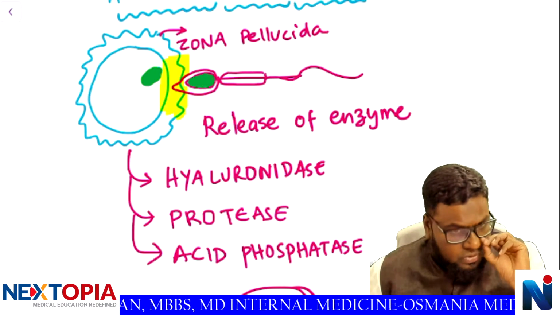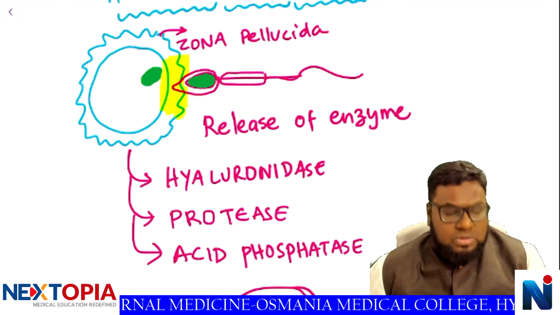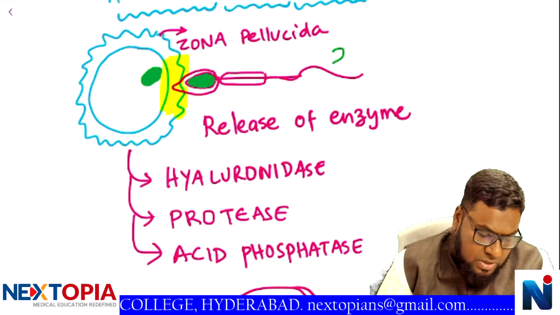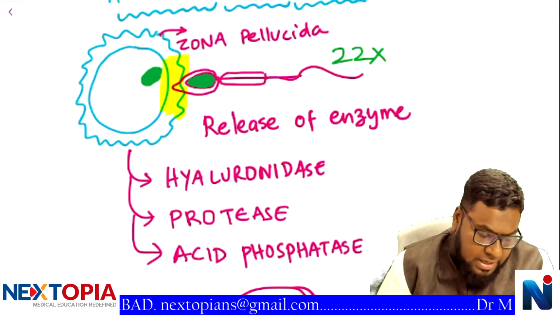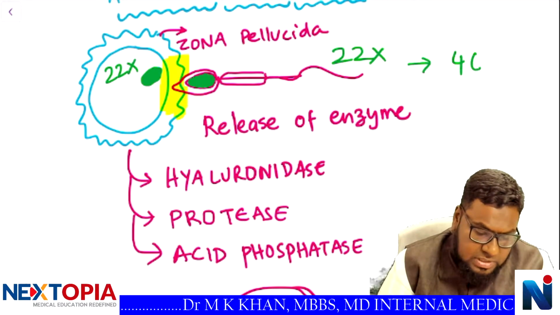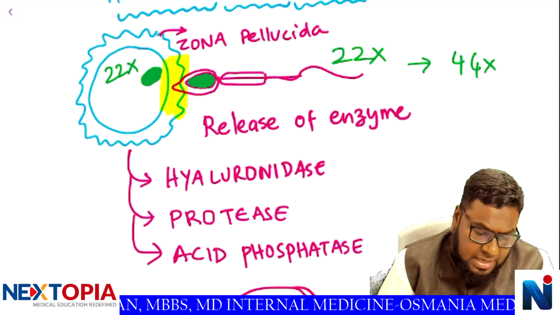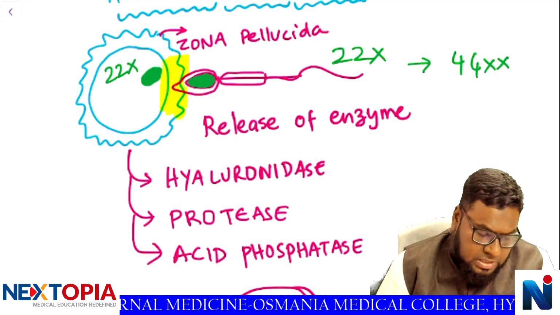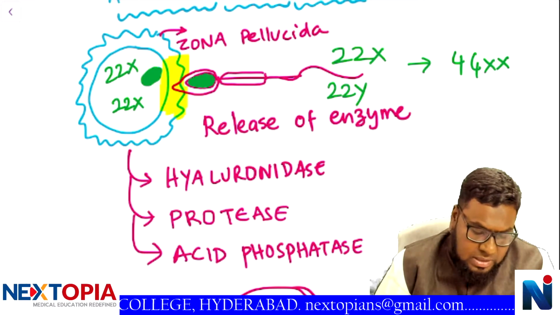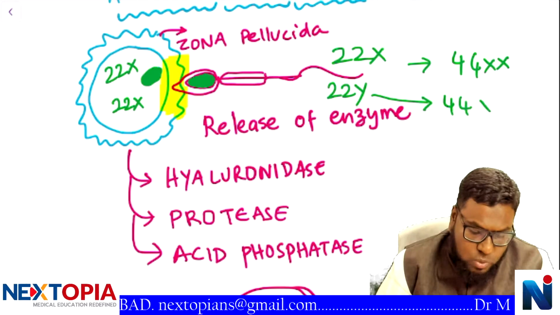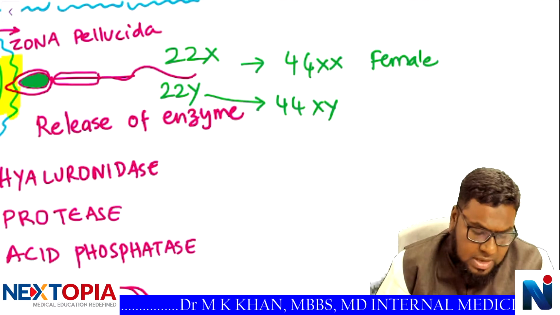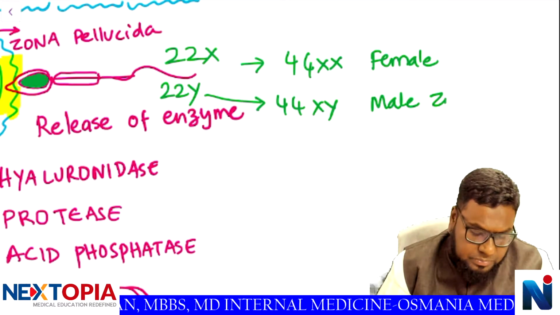So once they fuse, what happens is formation of the zygote. Now, the sperm is haploid, is it not? If the sperm is carrying 22X, the female is always 22X, so it results in formation of a zygote which has got 44XX. If the sperm is 22Y and the ovum is always 22X, this results in formation of 44XY. That is a male zygote. So we have got a female zygote here, and then we have got a male zygote here.